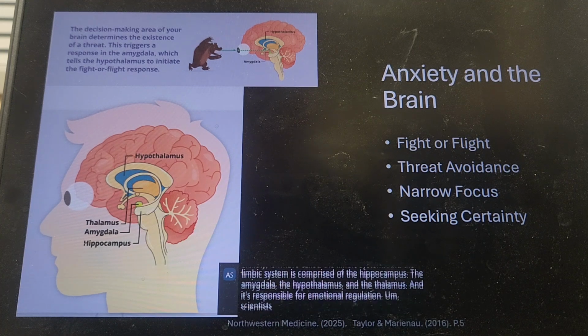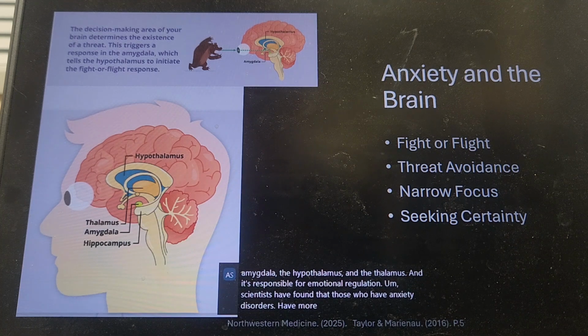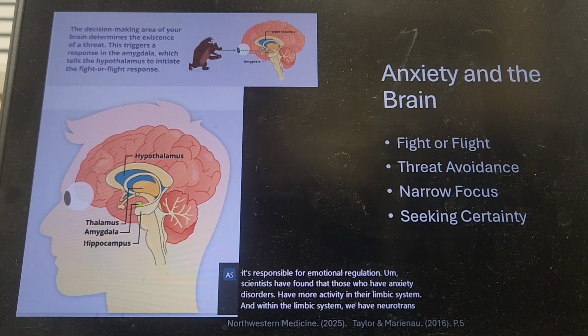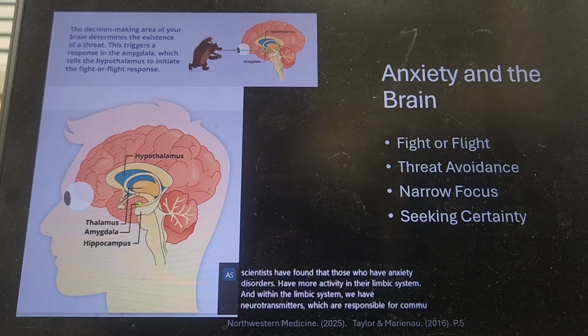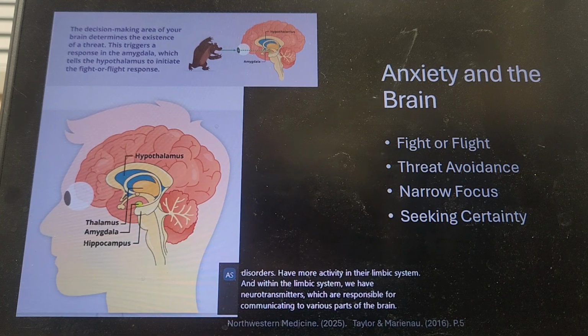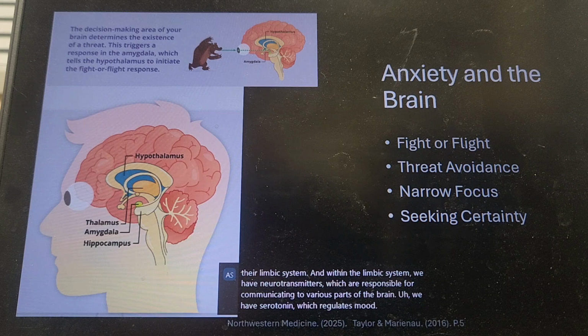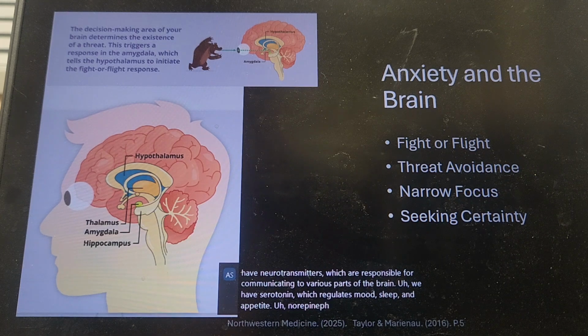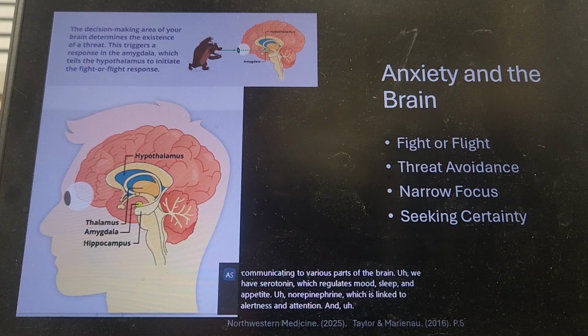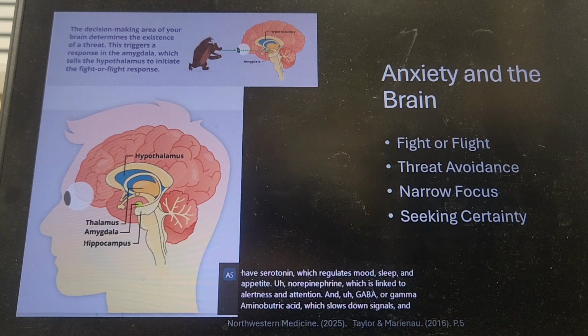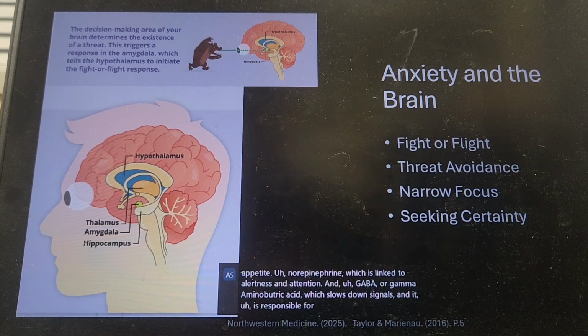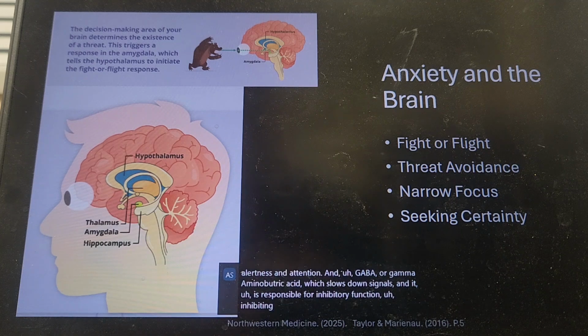Scientists have found that those who have anxiety disorders have more activity in their limbic system. And within the limbic system, we have neurotransmitters, which are responsible for communicating to various parts of the brain. We have serotonin, which regulates mood, sleep, and appetite. Norepinephrine, which is linked to alertness and attention. And GABA, or gamma aminobutyric acid, which slows down signals, and it is responsible for inhibitory function, inhibiting our actions.